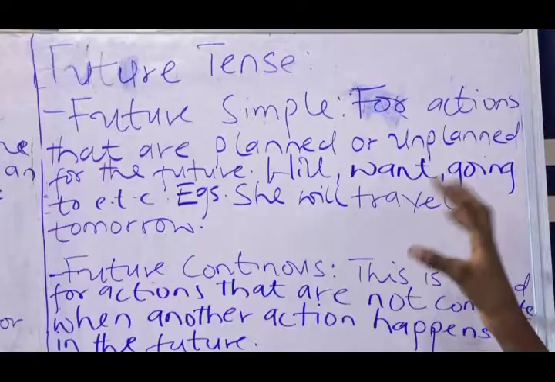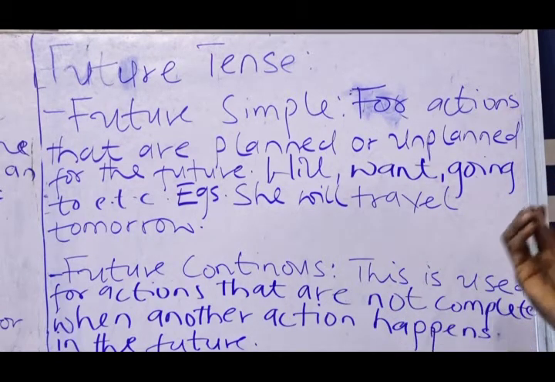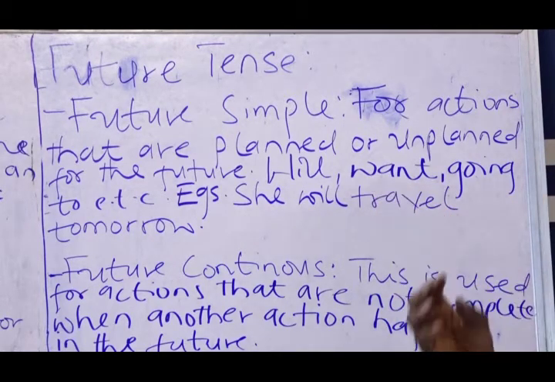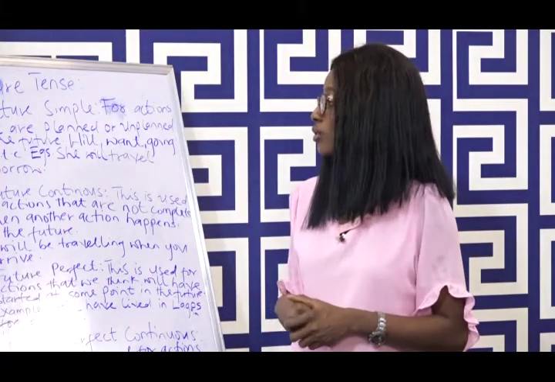Now, for actions that are unplanned, you can say, I am not going to travel tomorrow, or she will not travel tomorrow.